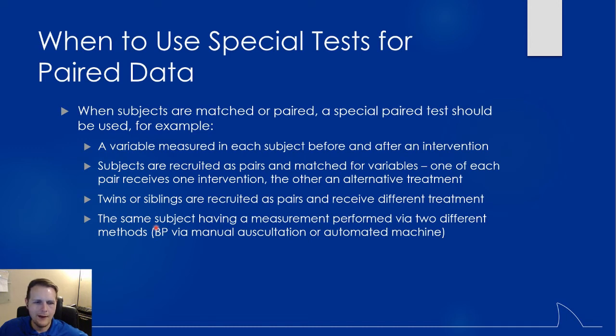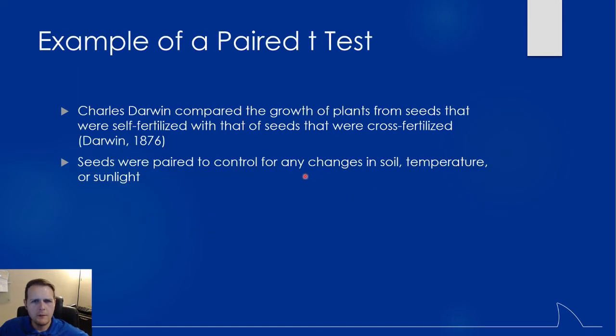So if you can imagine having an automated machine testing blood pressure versus manual auscultation, it's the same person. Presumably they have the same blood pressure, but you're looking at the differences between how it's actually being measured. But because it's in the same person, you have to do a paired test. So, some examples of a paired t-test.